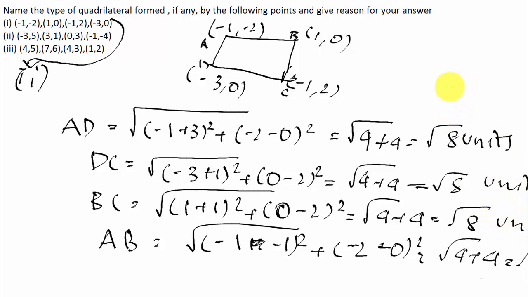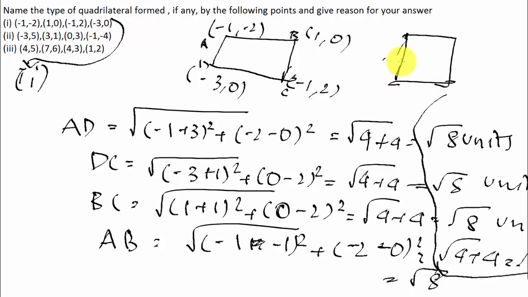Now we see that everything is the same. Sorry guys, this is root 8, in case you can't see. So now we see that the distance is always root 8. It's a quadrilateral in which the sides are all equal, which is that? Yes, that's a square.